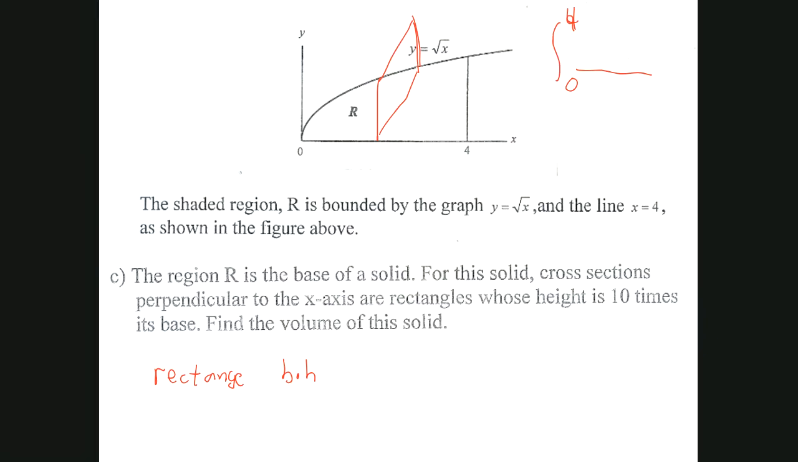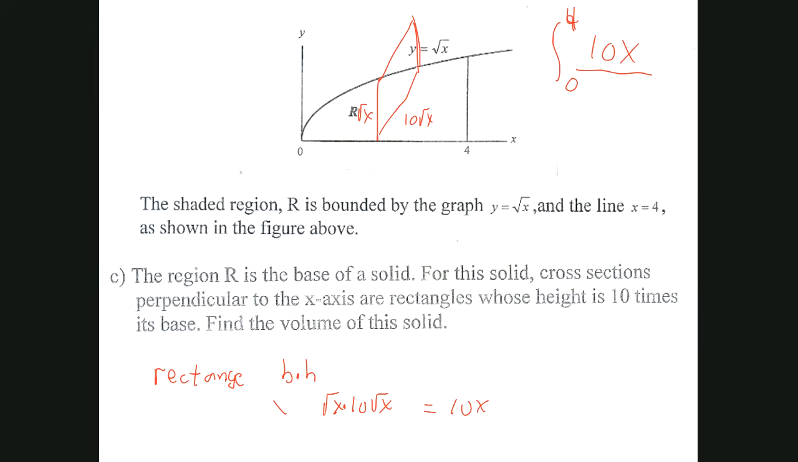This here is the square root of x. And then they tell me that the height is 10 times the base. Well, that's going to be 10 times the square root of x. So I'm just going to have square root of x times 10 times the square root of x. Well, square root of x times square root of x is just x. So this is going to be 10x. Now, if I take the integral of that, I have the volume of that base solid.